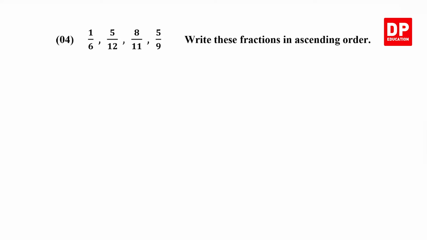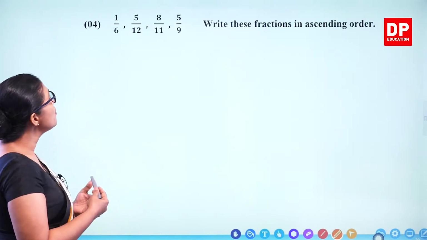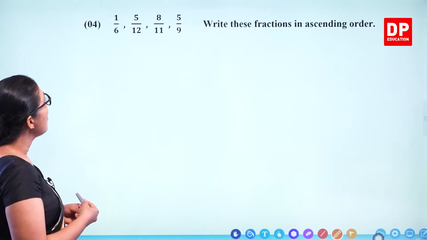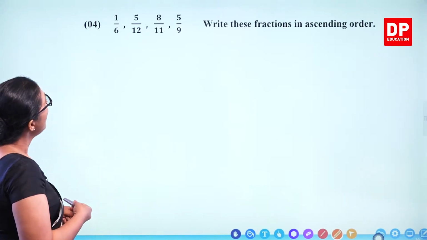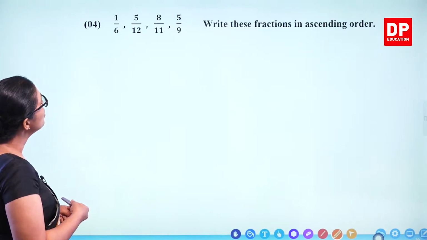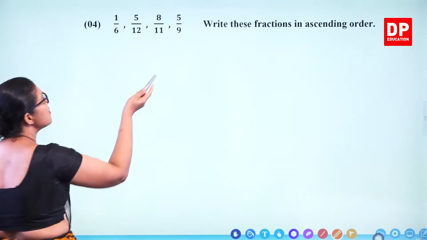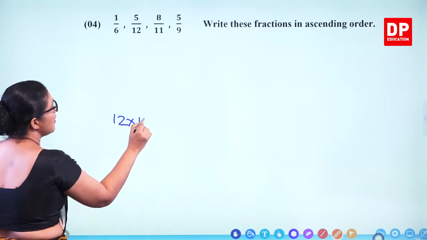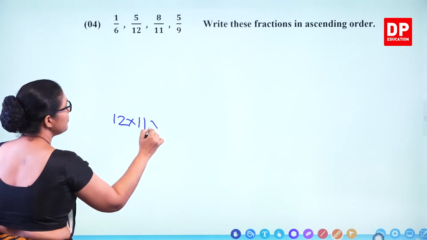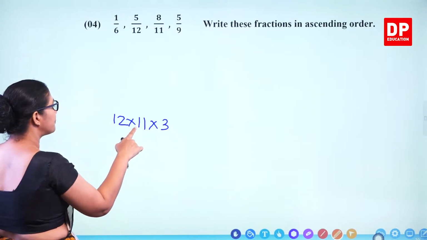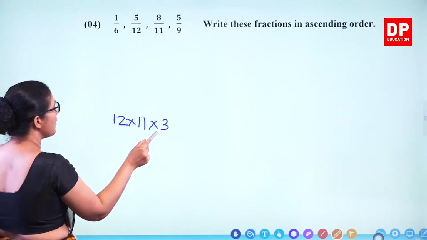Question number 4. Write these fractions in ascending order. Denominators are different as well as numerators are different, so we can't find it at once. You have to convert to the same denominator. So 6 and 12, lowest common multiple is 12. And 12 and 11, that means multiply by 12 and 11. And 9, so you have to multiply by 3. What's the lowest common multiple? Because 9 means 3 times 3, we took 12, so 3 is already there. That's why we need to multiply by 3.